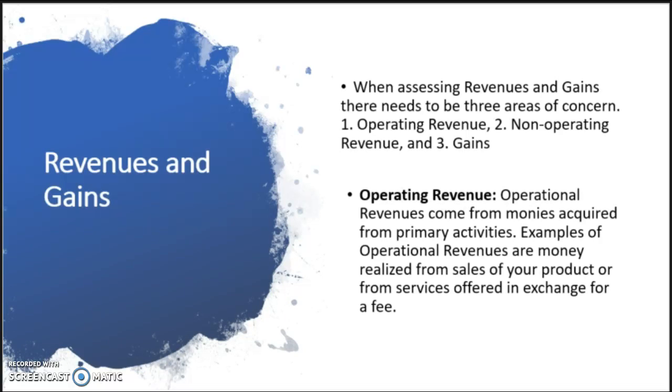When assessing revenues and gains, there need to be three areas of concern. One is operating revenues. Two, non-operating revenues. And three is gains. For the first, operating revenue: operating revenues come from monies acquired from primary activities. Examples of operating revenues are monies realized from sales of your product or from sales offered in exchange for fees.